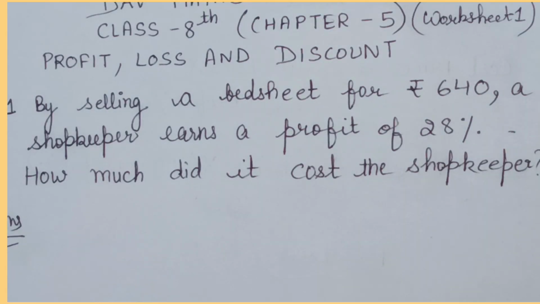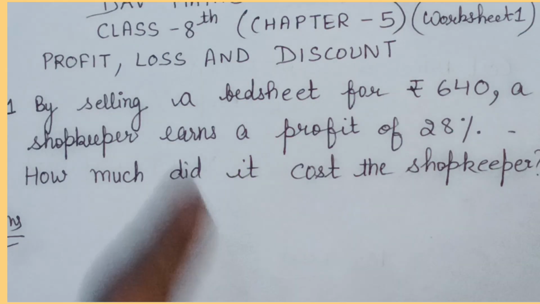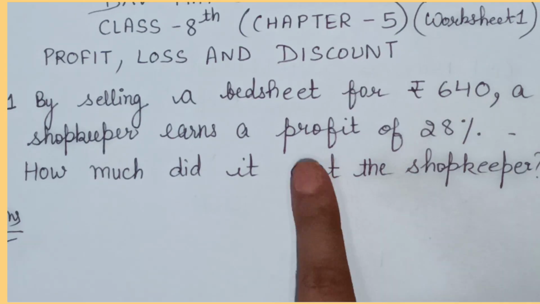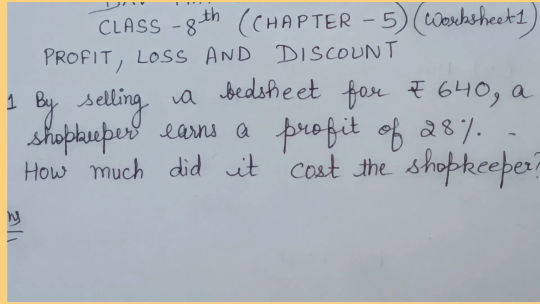In this question we have to find the cost price. We are given the selling price SP is equal to rupees 640, and we are also given profit percent, which is equal to 28. Here the selling price SP of the bed sheet is rupees 640 and profit percent is 28, and we have to find the CP.